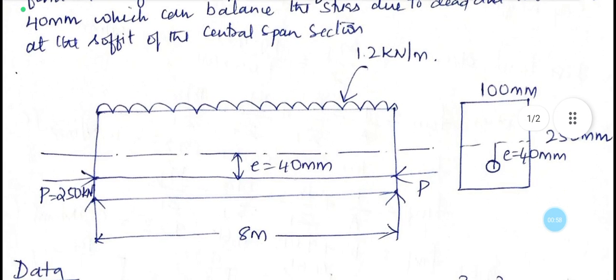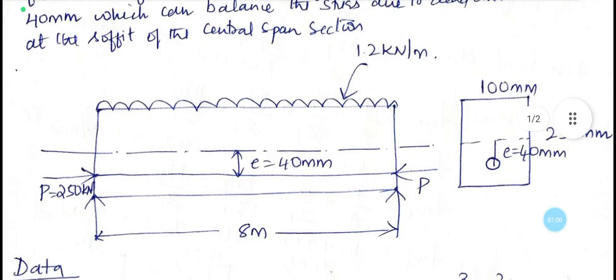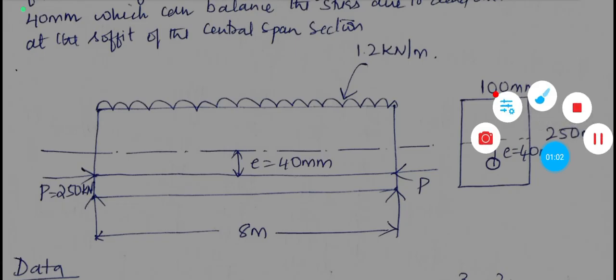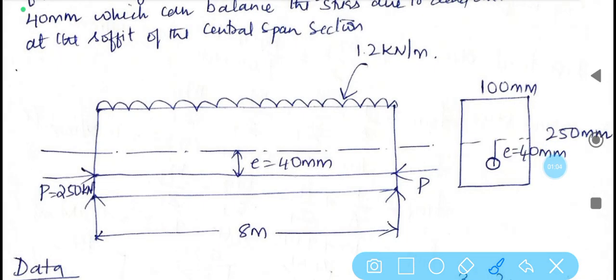So here, let us understand that the beam dimension is 100 mm by 250 mm in cross section. This is the width of the beam. This is the depth of the beam. The dimension of the beam is given as 100 mm by 250 mm. So this is width 100 mm and depth is 250 mm. And this is the cross section.